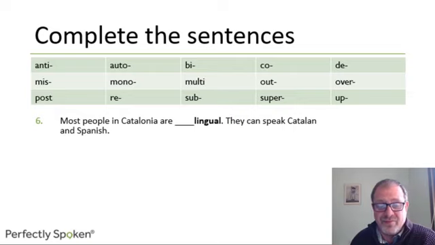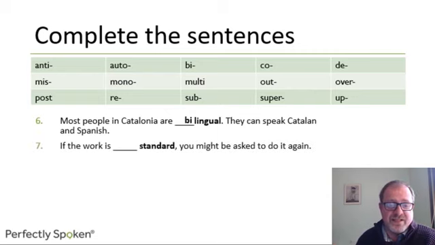Well, this is where I live. Most people in Catalonia are something lingual. They can speak Catalan and Spanish, at least. Okay, so most people speak 2 languages. So which prefix is used to mean 2? And the answer is bilingual.